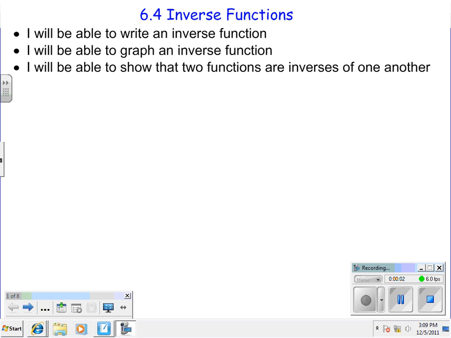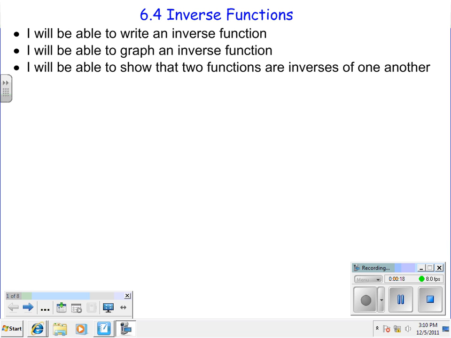Okay, this lesson is an introduction to finding inverse functions in chapter 6. This covers a little bit of the graphing and just a little bit of introduction. We'll get a lot more into this when we get into graphing, but this is to introduce inverses.